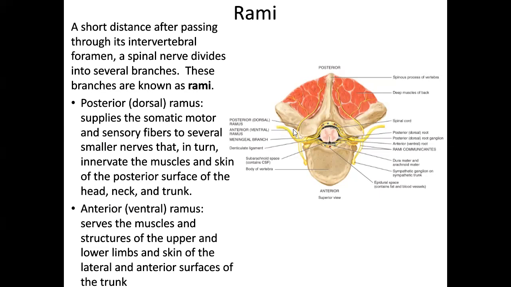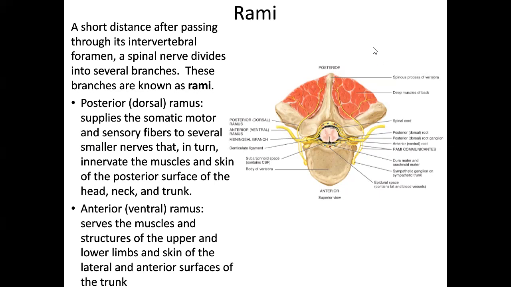Innervating those are the nerves that eventually come off of what we call the anterior or ventral ramus. They serve the muscles and structures of the upper and lower limbs, so our arms and legs, and the skin of the lateral and anterior surfaces of our trunk. So most of the nerves of the body come from these anterior rami. It's these anterior rami that form those plexuses, those branches or webbings that I was showing you from my anatomy lecture.